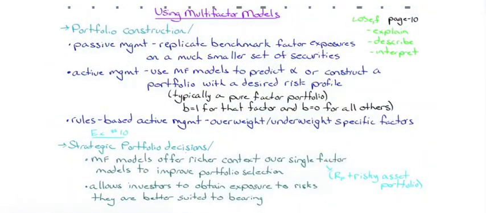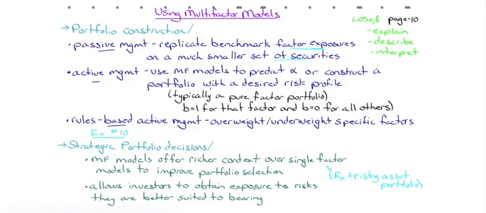Another application of multi-factor models is for portfolio construction. We'll look at constructing three types of portfolios here: passive, active, and a rules-based active portfolio. For a passive portfolio, let's say your task was to replicate the Russell 2000. Well, that's 2,000 securities. There's a lot going on in there. What you may do is a factor decomposition of the Russell 2000 to determine what factor exposures it has, and then select a smaller group of securities within the index that replicate the same factor exposures.